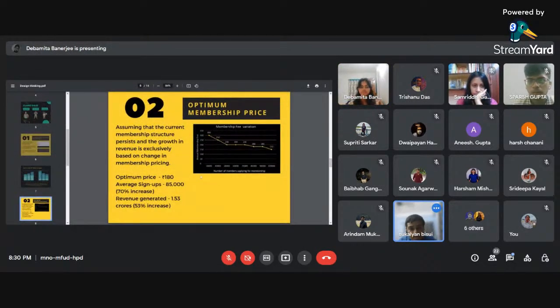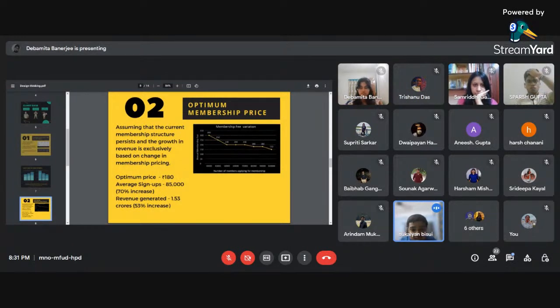So the next question was, what would be the optimum membership price? Deriving from the graph that is given in the problem statement, if we consider that nothing changes and we continue with the existing regime of subscription, then in that case, optimum pricing should be 180 rupees.